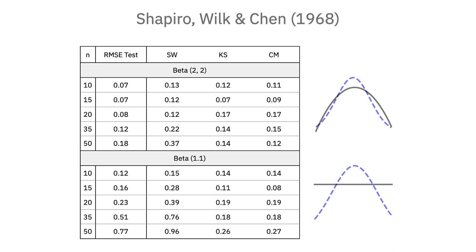Here are some results from Shapiro, Wilk, and Chen that show the Shapiro-Wilk test outperforming the RMSE test, whose respective results I have added on the left, for non-normal populations they describe as symmetric short-tailed. The other two tests shown are the Kolmogorov-Smirnov and Cramér-von Mises tests, which generally performed worse.